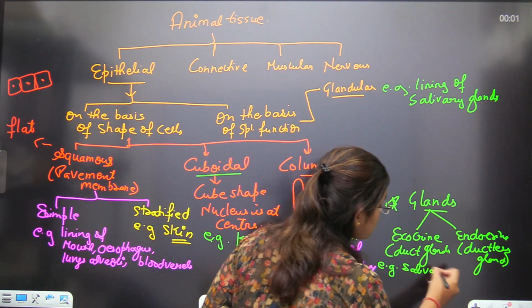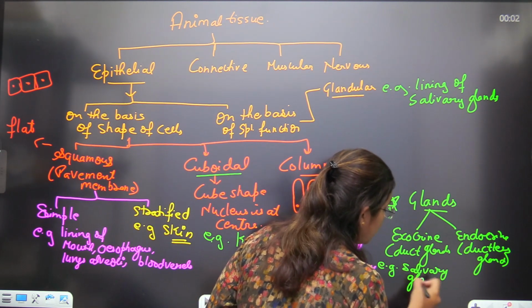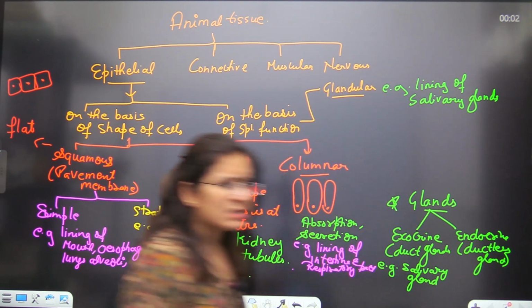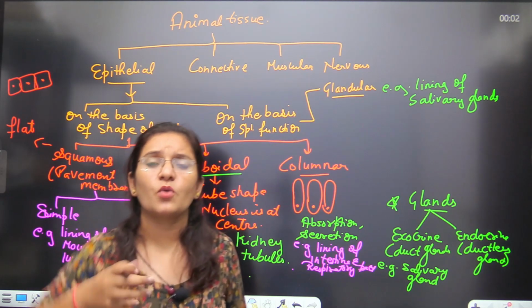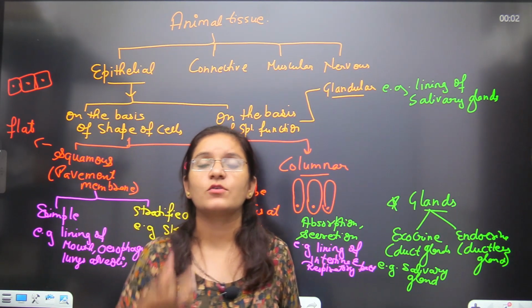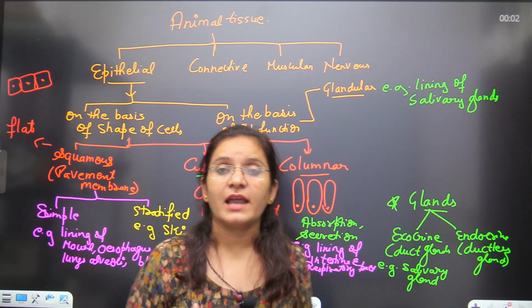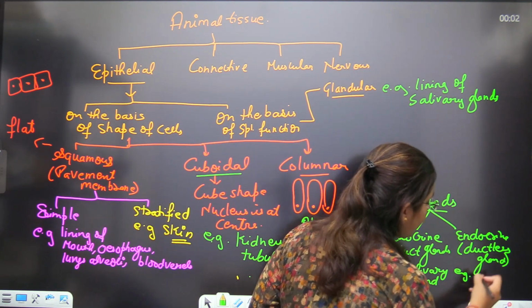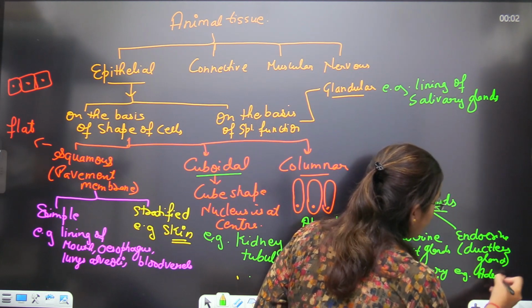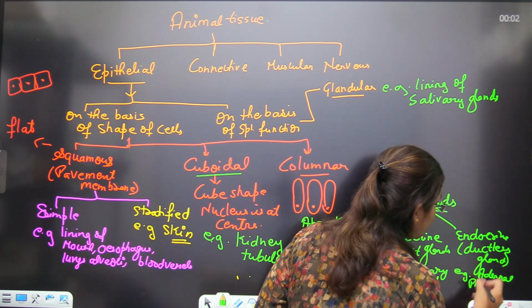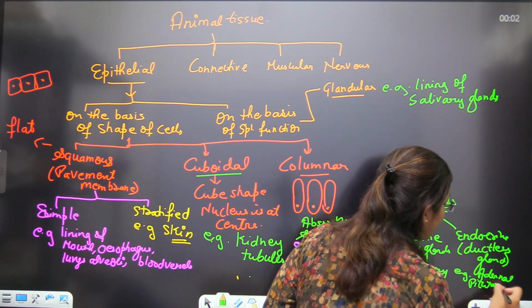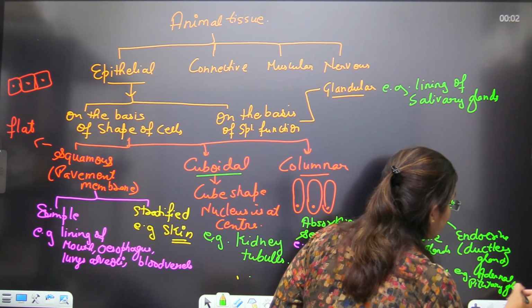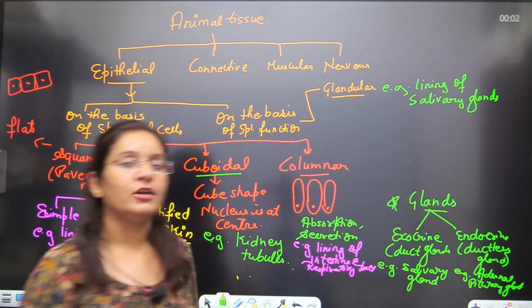And for exocrine glands, if I talk about examples, salivary glands, liver, pancreas, they all release enzymes. Whichever glands release enzymes, what will they be? Exocrine glands. While the glands that release hormones, for example adrenal gland, pituitary gland, all these glands release hormones directly into the blood and are endocrine glands.